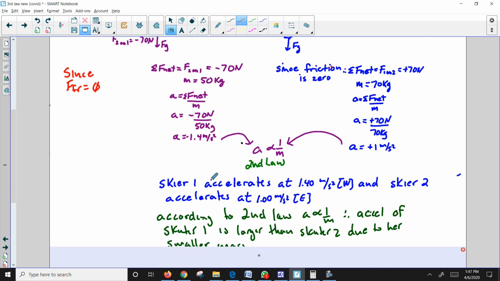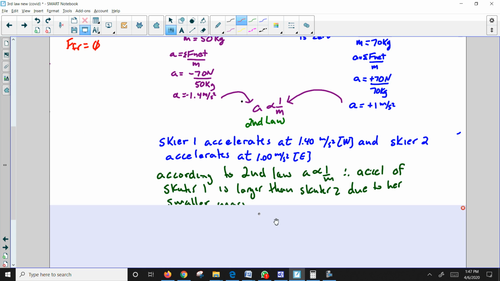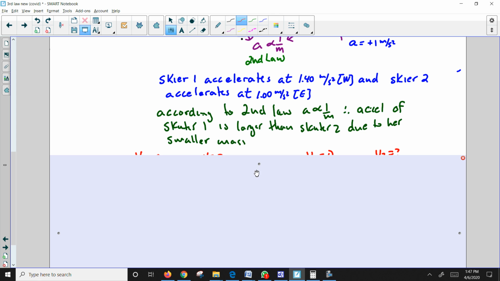Now we also have to explain what's going on. So we know it's second law, but you have to explain why there's a difference between the motions. So write down something like this. This is a good model. According to second law, the acceleration is inversely proportional to the mass. Therefore, the acceleration of skater 1 is larger than skater 2 due to her smaller mass. And that's it. So basically stating the law, the proportionality, and how it applies in this particular situation.